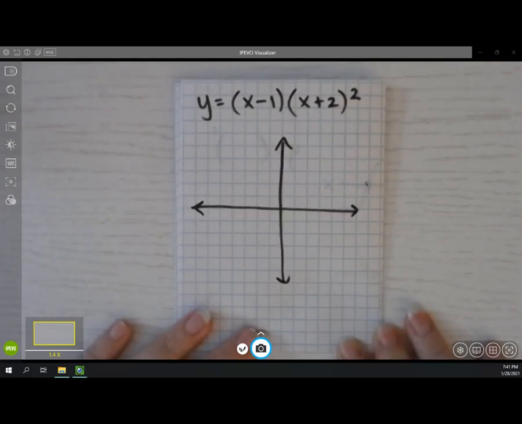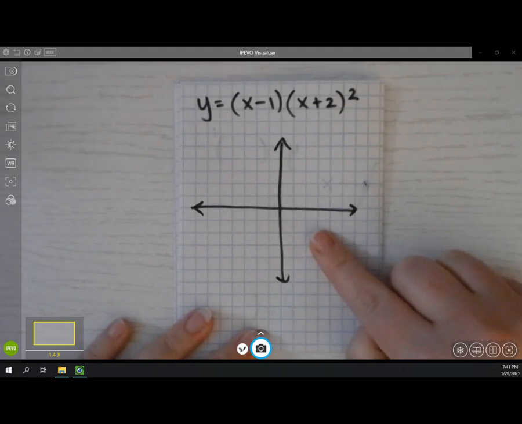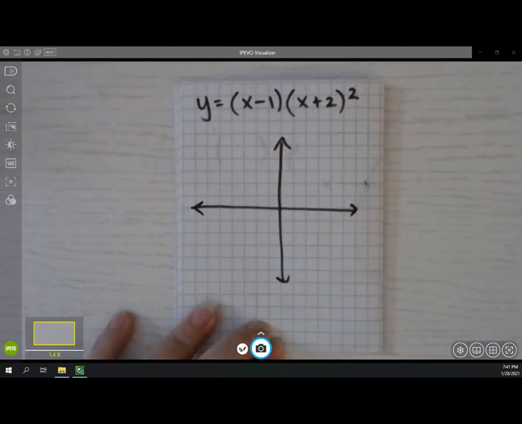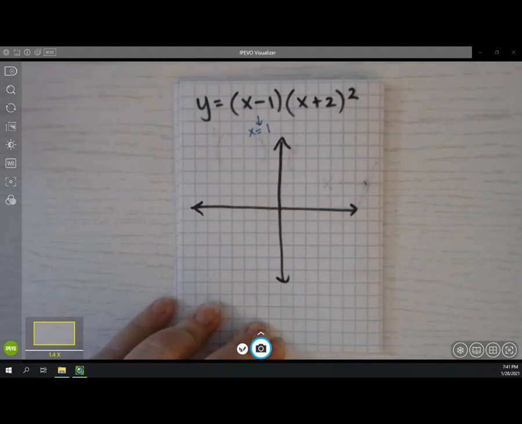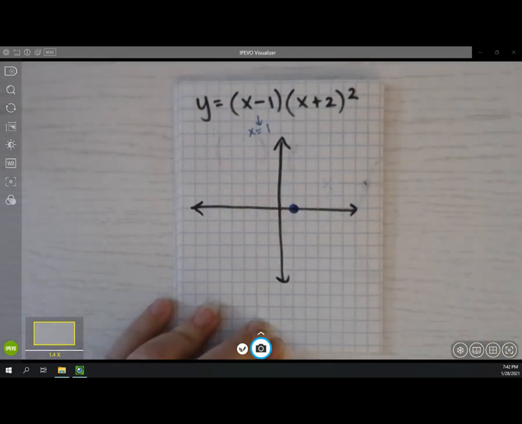In this video, we're going to be looking at the equation and putting it on the graph. So we're going to start out by looking at the factors. A factor of x minus 1 means that I'm going to have x at positive 1. So here's positive 1, and here's my first solution.